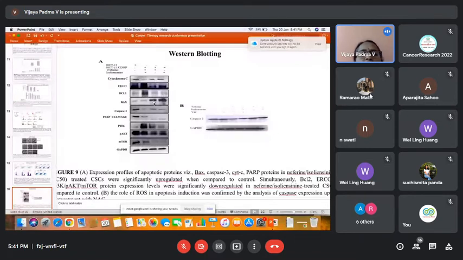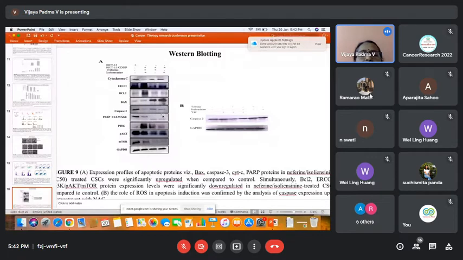BAX is again pro-apoptotic, so its level is significantly increased in these treatment groups compared to controls. And caspase 3 level is also increased. And also PARP cleavage: in the control the cleavage is at a lower level, and you can see that it is increased here. That is, the cleavage is clearly observed with the treatment groups.